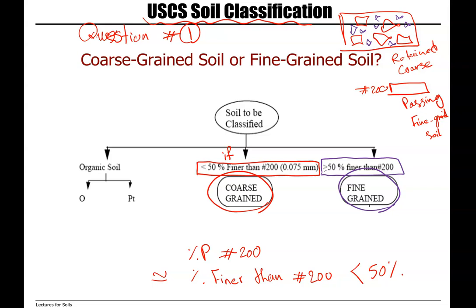So question number 1, do we have more than 50% coarse or fine? In order to answer that, you need to look at percent passing from number 200. If more than 50% passing through or finer than number 200, we say that we have a fine grained soil. If less than 50% passes through, then we say that we have a coarse grained soil.